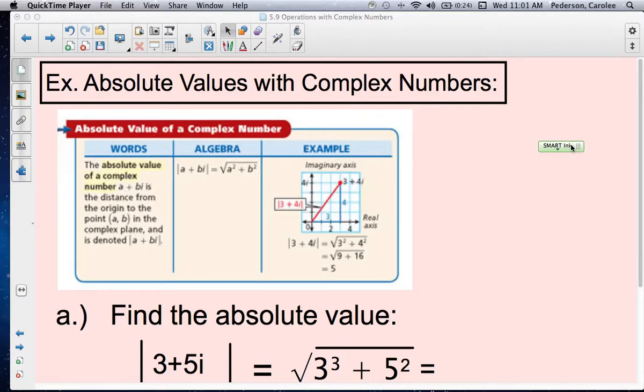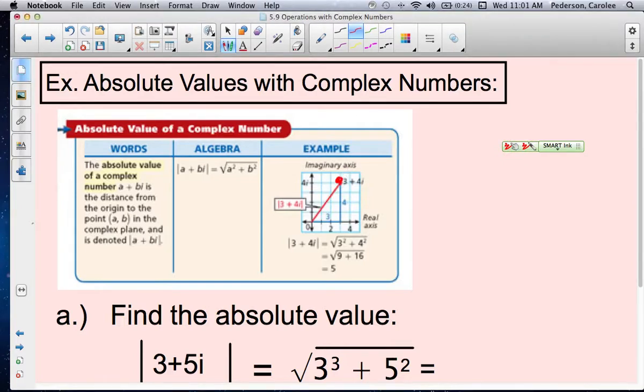So we would graph this complex number. So we would move 3 to the right and then up 4. And what we do is we take the distance from the origin. So we would get 4 here and 3 there. And then we would square them, add them, and then square root it.